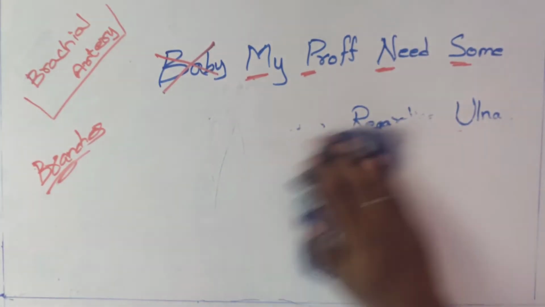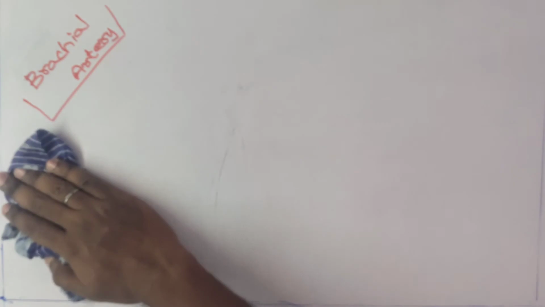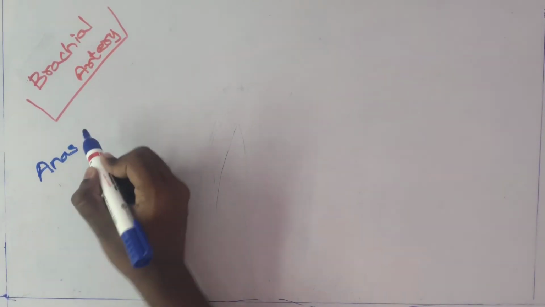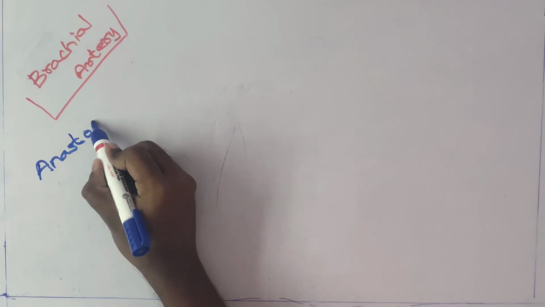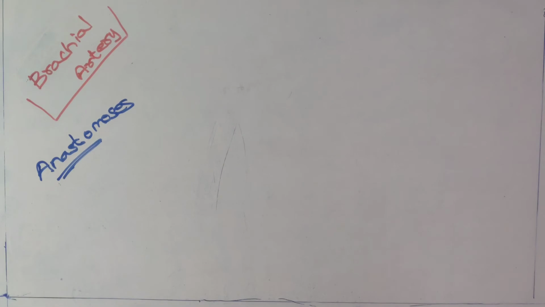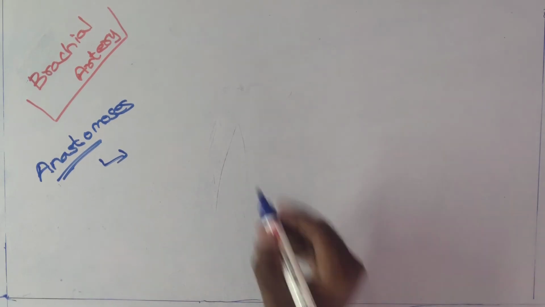Next, coming to the anastomosis of the brachial artery. Anastomosis means a connecting point between two nerves, or between two bones, or between any two structures. Okay, this is called anastomosis. In the anastomosis, I will draw here.